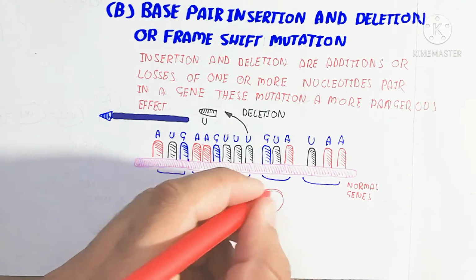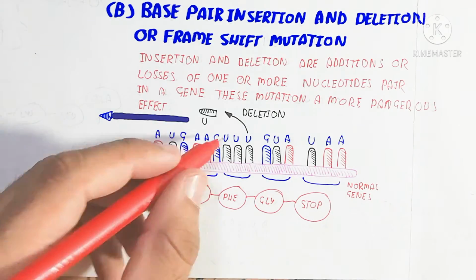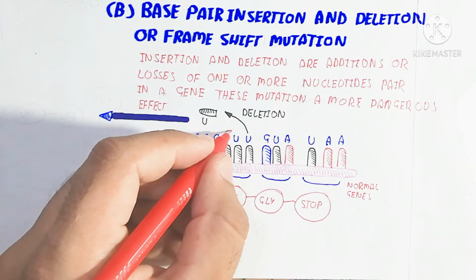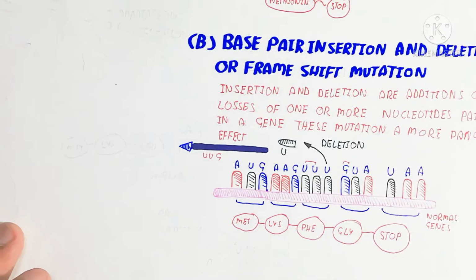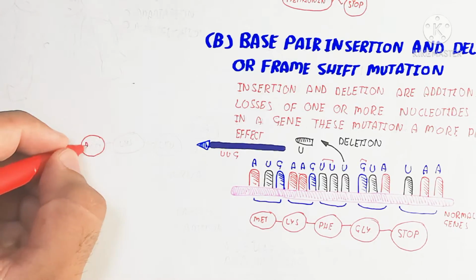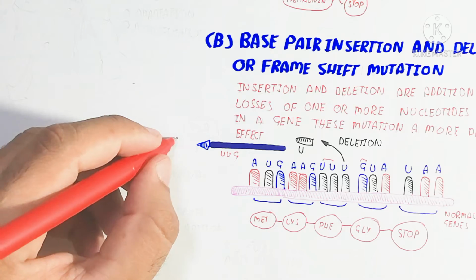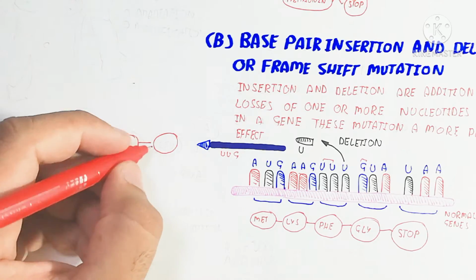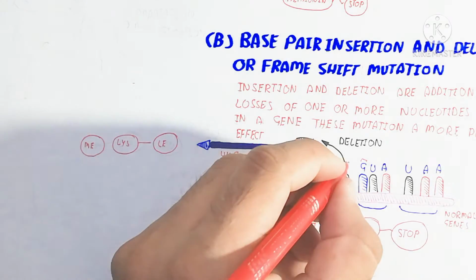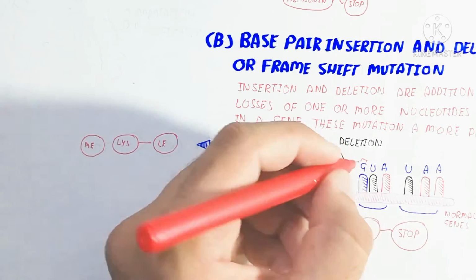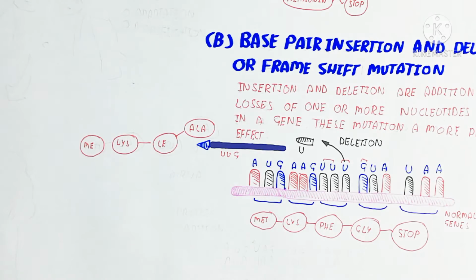So this type of protein means that normally, for example, we have methionine, lysine, phenylalanine, alanine and glycine, and stop. But here methionine, lysine, leucine and alanine will be formed. That is a total change. And that means the function of the protein, for example during muscle synthesis or something, is impaired. And that means the loss of the normal activity.